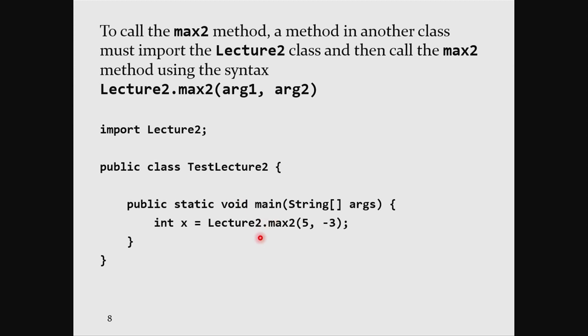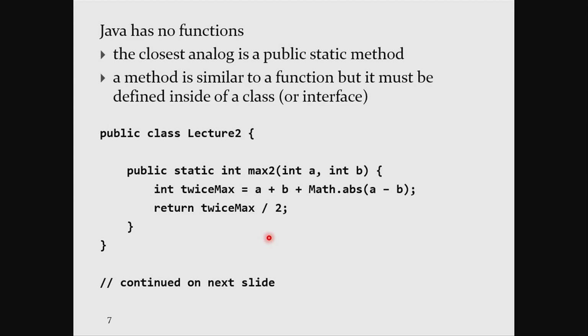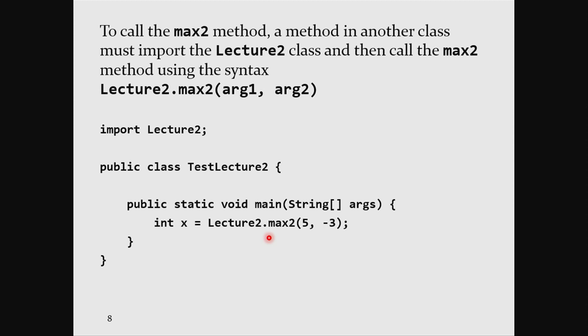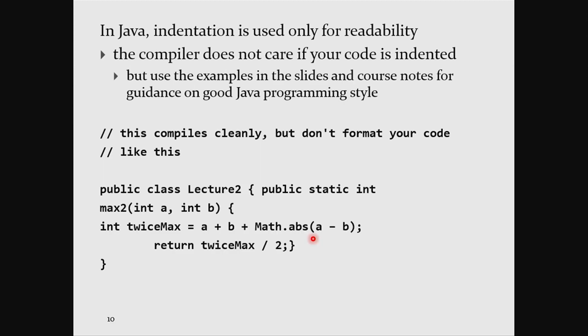And to call the method, you use the class name. So lecture2, because that's where the max method is living. Back up one slide. Max2 is inside the class lecture2, so I have to say lecture2 dot max2. The lecture2 dot tells the Java compiler that the method lives inside the lecture2 class. And then you pass in appropriate arguments. So here I pass in 5 and minus 3. Any questions so far?